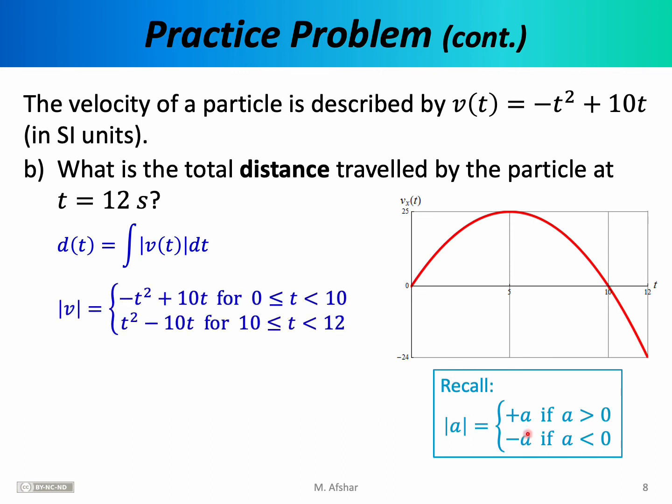Why is this little fact important to us? Well, because we're interested in the absolute value of v, and I can tell you that the absolute value of v is simply equal to minus t squared plus 10t. That's the function that was given to you here, between 0 and 10 seconds. But after 10 seconds, between 10 and 12 seconds, because the velocity becomes negative, I need to take the original function and multiply it by a negative 1. If I take this original function and multiply it by minus 1, I get t squared minus 10t, and that's where this function comes from.